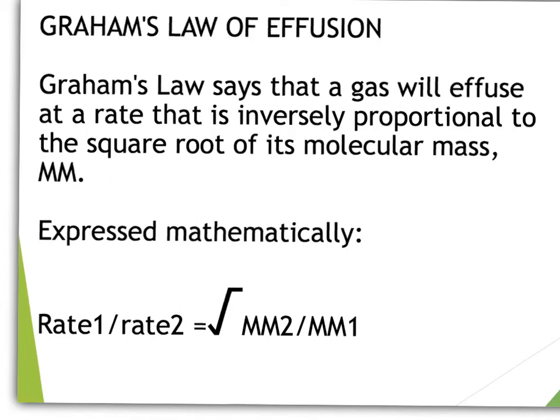This video will cover Graham's law of effusion. Graham's law says that a gas will effuse at a rate that is inversely proportional to the square root of its molecular mass. As we look at this mathematically, what we have is the rate of chemical 1 divided by the rate of chemical 2 will equal the square root of the molecular mass of chemical 2 divided by the molecular mass of chemical 1.